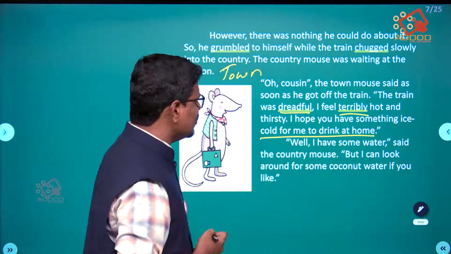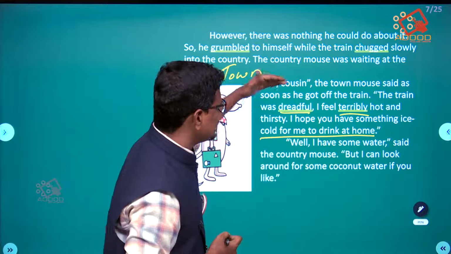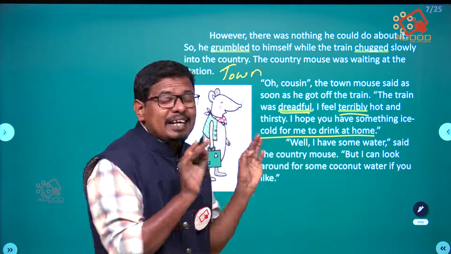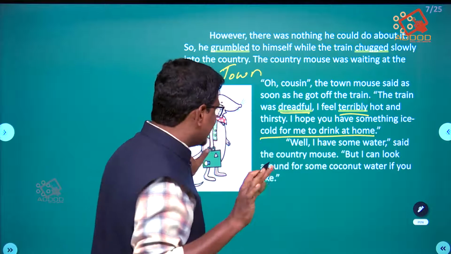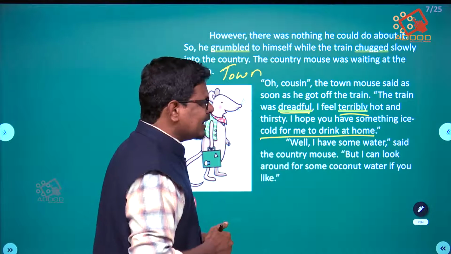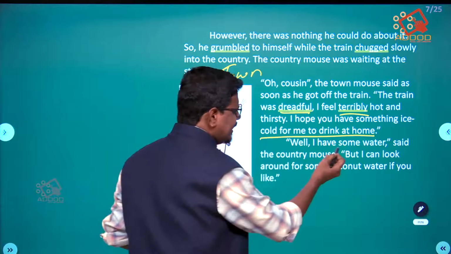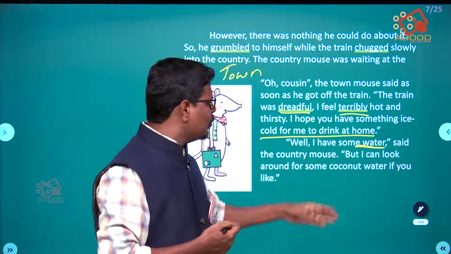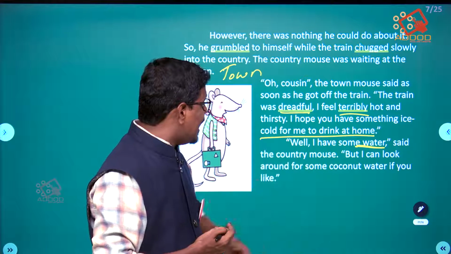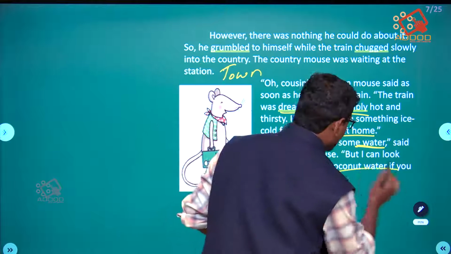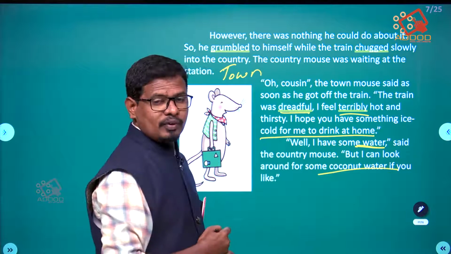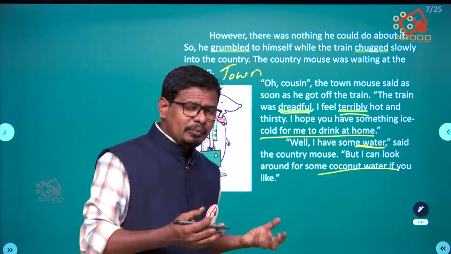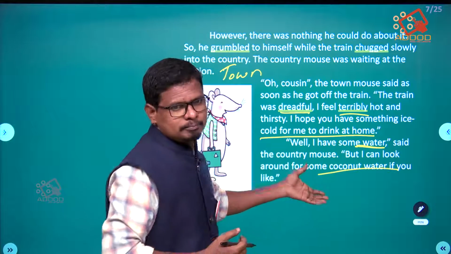What was dreadful and terrible? The train was dreadful and terrible. It was unpleasant. It was disagreeable. "Well, I have some water," said the country mouse. At the countryside, you always find water. "But I can look around for some coconut water if you like." I have some water, but if you wish me to get some coconut water, I am ready.